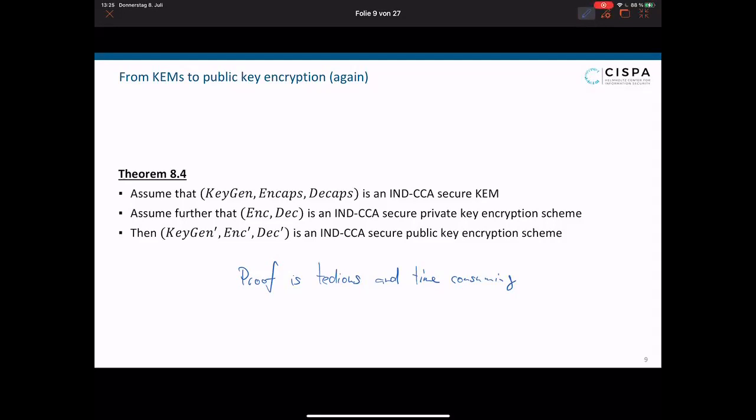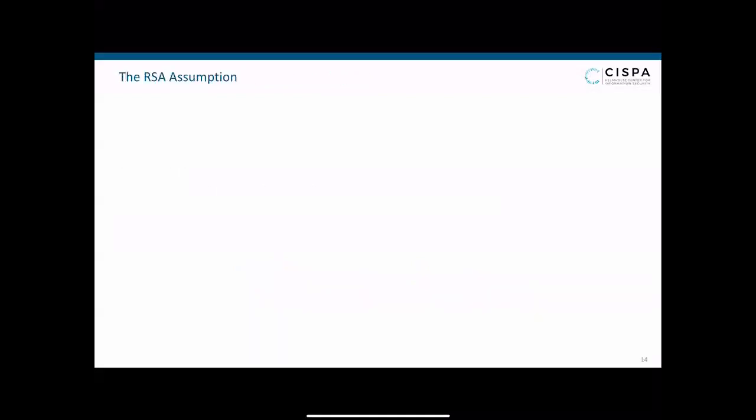Good. Okay, so now we know that all we have to get are IND-CCA secure key encapsulation mechanisms. So let's build ourselves an IND-CCA secure key encapsulation mechanism. Then with this hybrid encryption construction that we've just seen, we get IND-CCA secure public key encryption.